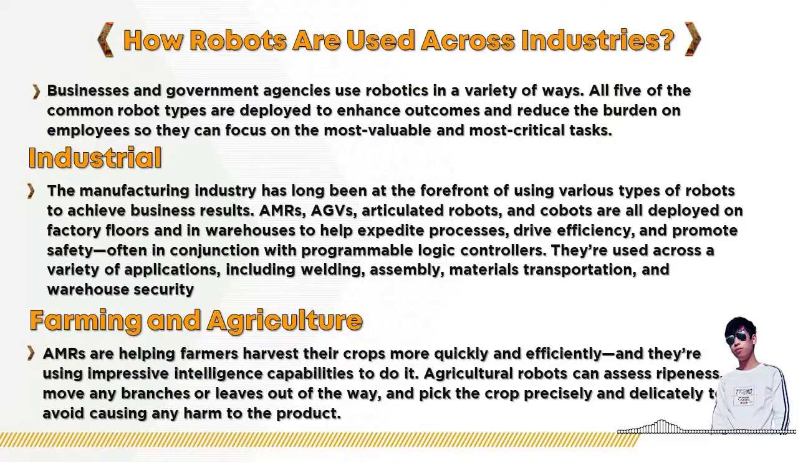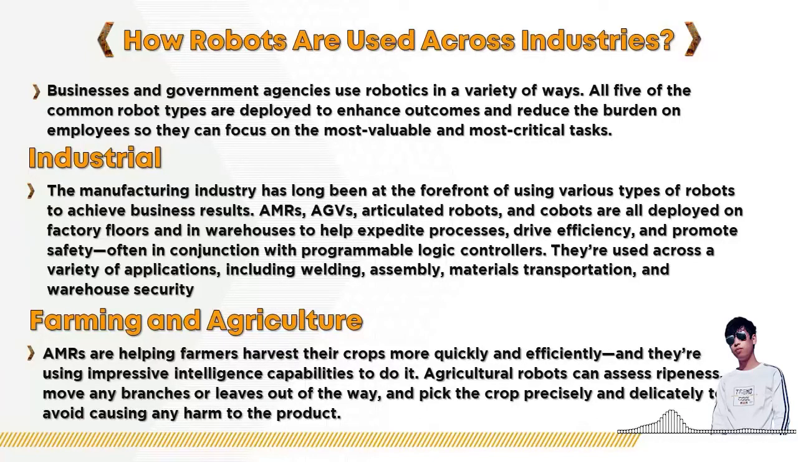How robots are used across industries. Businesses and government agencies use robotics in a variety of ways. All five of these common robot types are deployed to enhance outcomes and reduce the burden on employees so they can focus on the most valuable and most critical tasks.